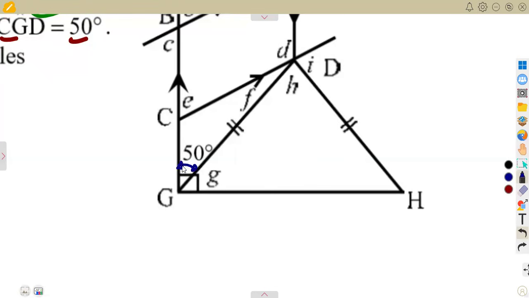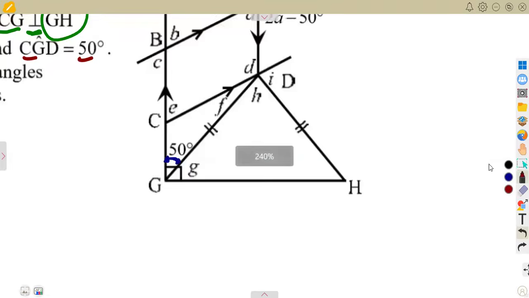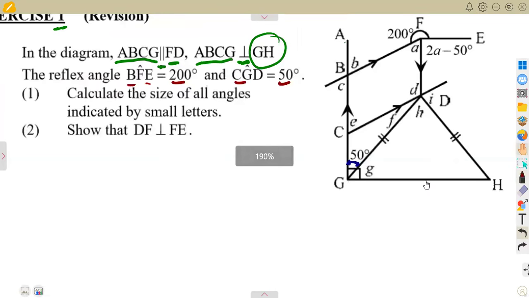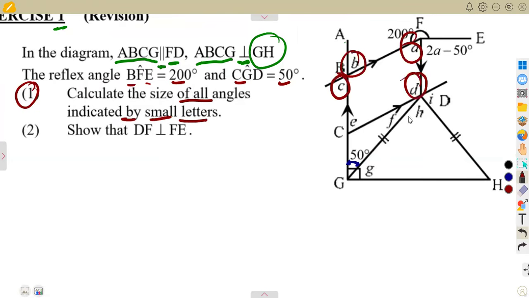But remember, previously we were given that the whole of this angle is 90 degrees. They are perpendicular, meaning that the whole of this angle is 90 degrees. So let us consider what we are given. The question is, calculate the size of all angles indicated by small letters. So we need all these angles that are indicated by the small letters.